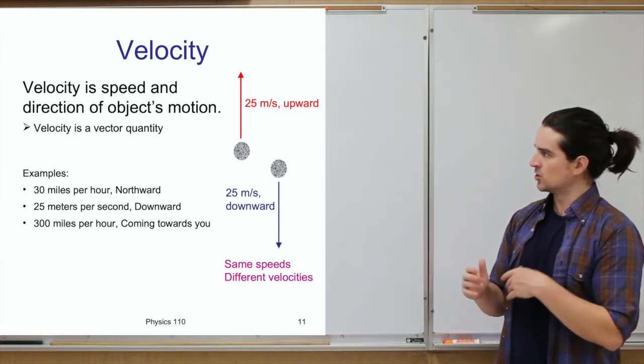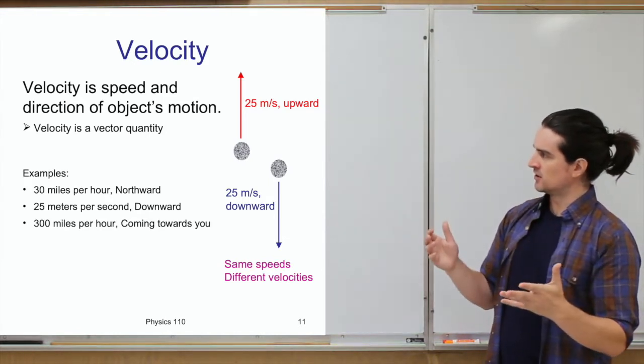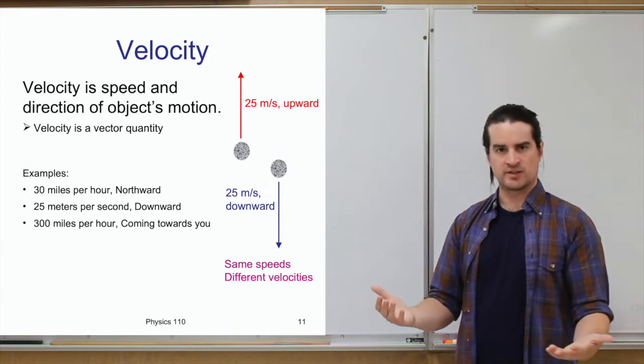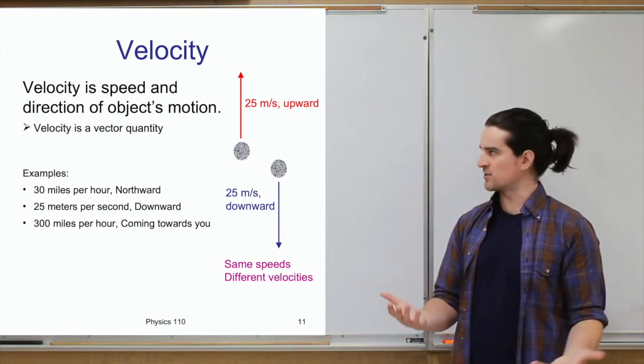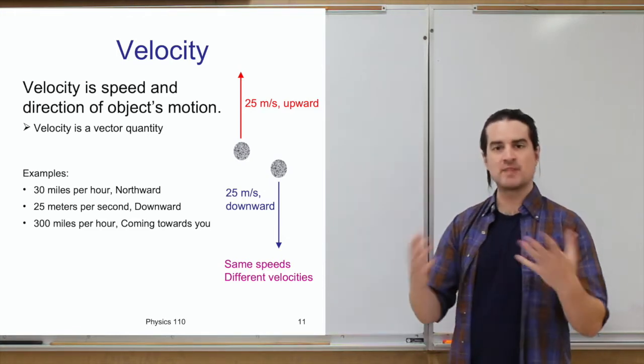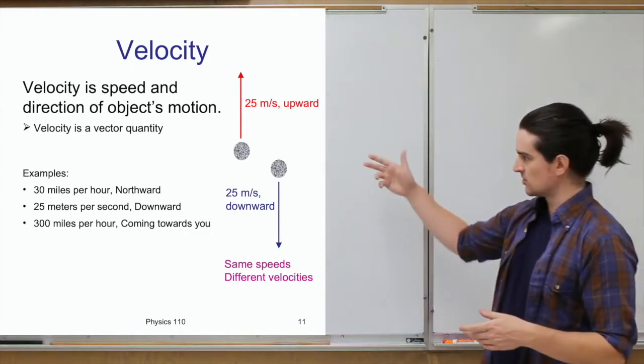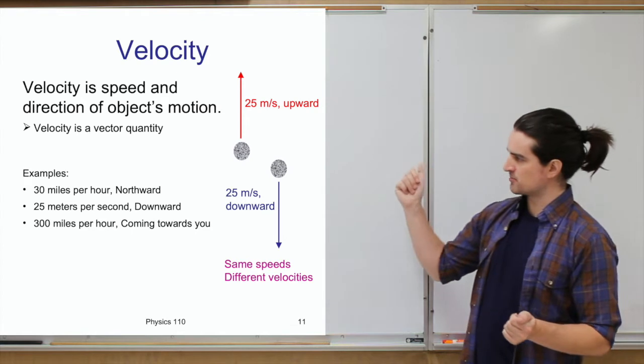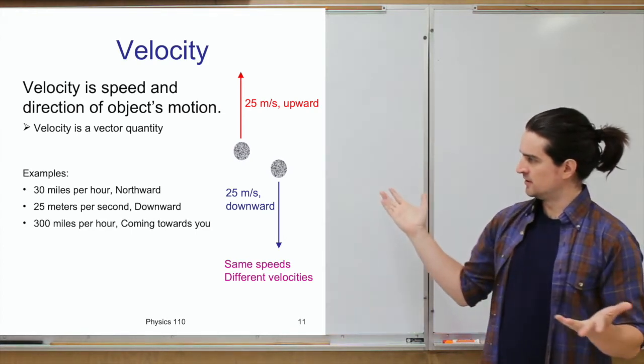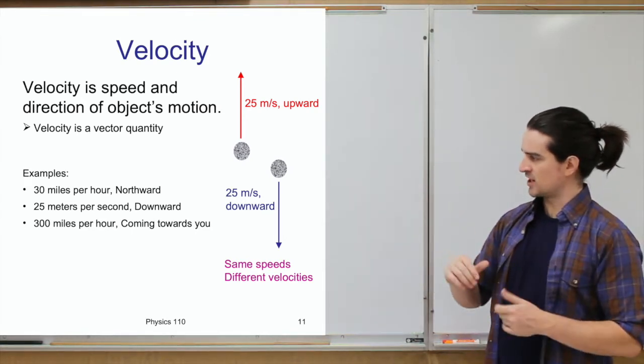So this is again indicating another quantity that is a vector quantity. Velocity is a vector quantity. It has a speed, or an amount of speed, and has a direction. So all these are examples: 30 miles per hour northward, 25 meters per second downward.